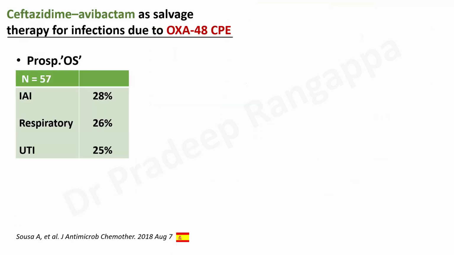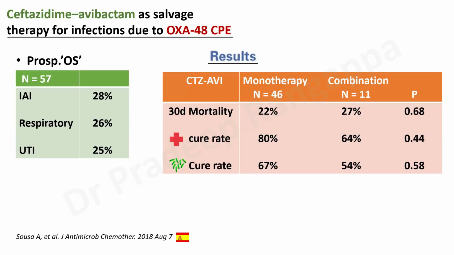So this was another study which again came from the Spanish group, a prospective observational study in 57 patients with intra-abdominal infections, respiratory, UTI. Here they compared monotherapy of Ceftazidime-avibactam with combination therapy. They used monotherapy in 46 patients and combination in 11 patients. Basically, this study showed no difference in 30-day mortality, clinical cure rate, and microbiological cure rate, no difference.